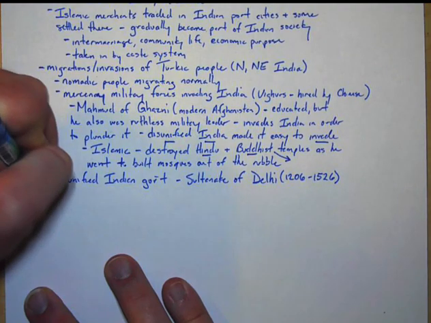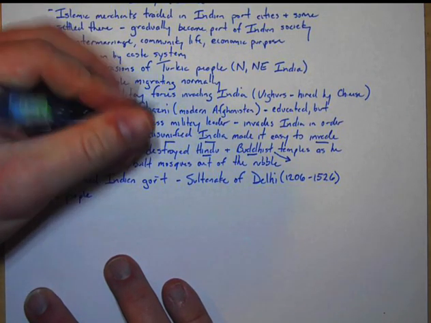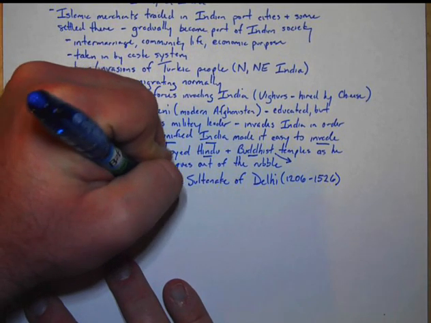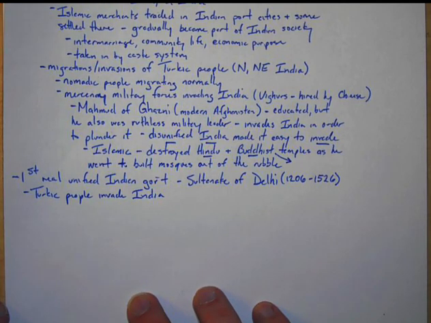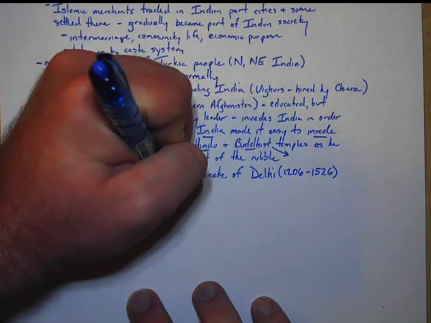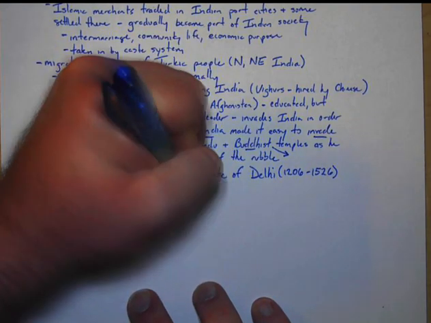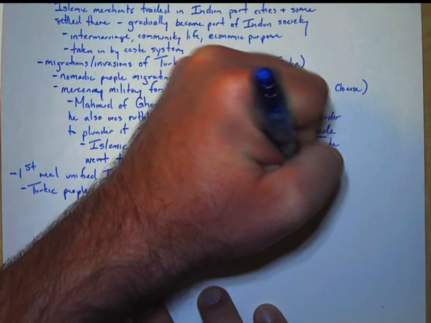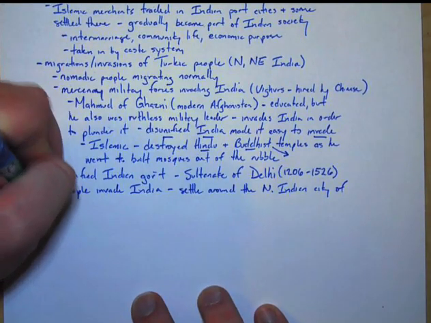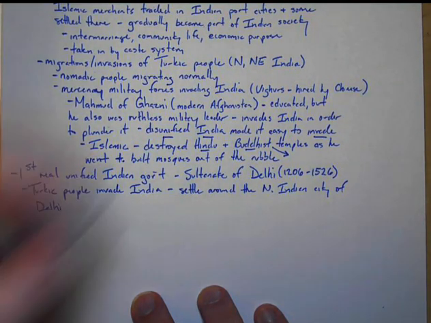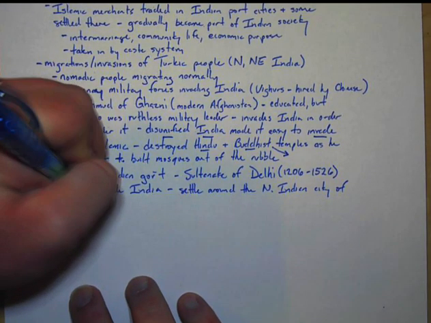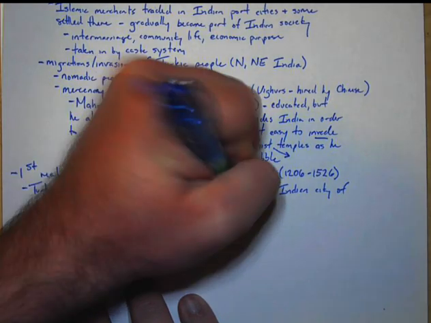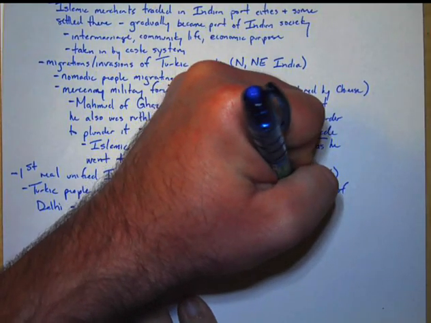So Turkic people invade India again. So it's kind of a constant thing. Mahmud was just one of many Turkic people that invade India. And these people settle around the northern Indian city of Delhi. And in Delhi, Delhi kind of becomes an Islamic city. So it's got mosques and other Islamic cultural things.